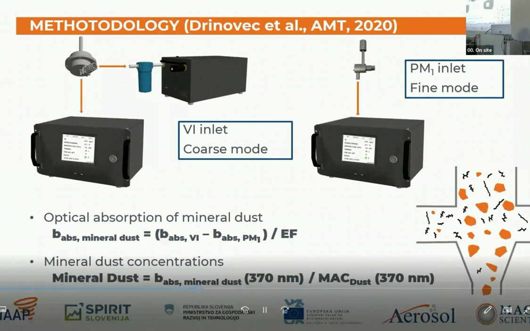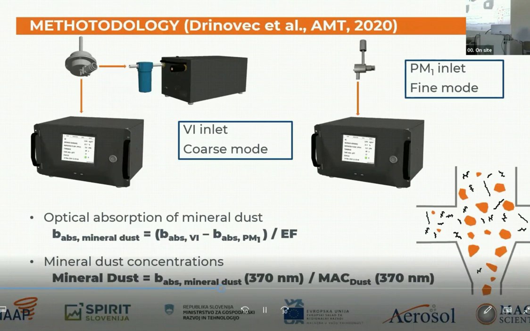Here is our methodology. There are 2 aethalometers, one with a virtual impactor as inlet and another one with a PM1 cyclone. With the aethalometer with the PM1 cyclone, we measure anthropogenic contribution to local pollution, because black carbon is the only light-absorbing aerosol within the fine mode. With the aethalometer with the VI inlet, we are analyzing the optical absorption of coarse aerosols. But because the efficiency of the VI inlet is finite, not all black carbon can be removed from the sample, as we also marked in a sketch 3 slides ago.